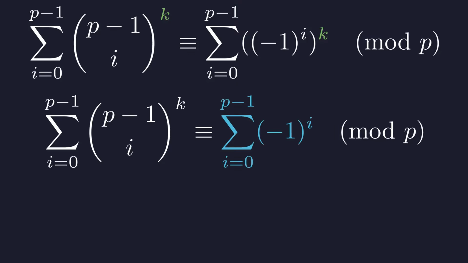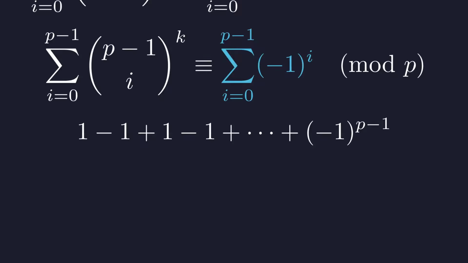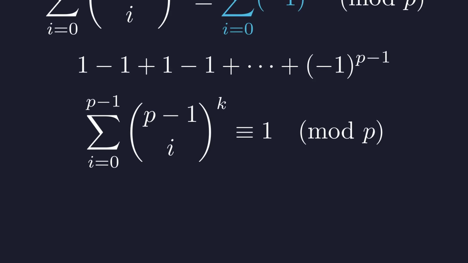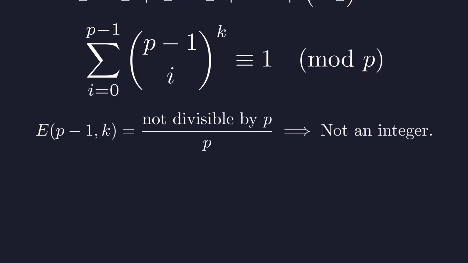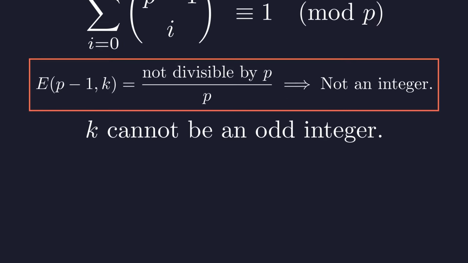What is this sum? It's an alternating series, 1 minus 1 plus 1 minus 1. Since p is an odd prime, p minus 1 is even. The series has p terms and ends with a plus 1. The sum pairs up to 0, leaving a final term of 1. The sum is congruent to 1 modulo p. This means the numerator is not divisible by p. And if the numerator is not divisible by the prime p in the denominator, the expression cannot be an integer. This completes the proof. So k cannot be an odd integer.